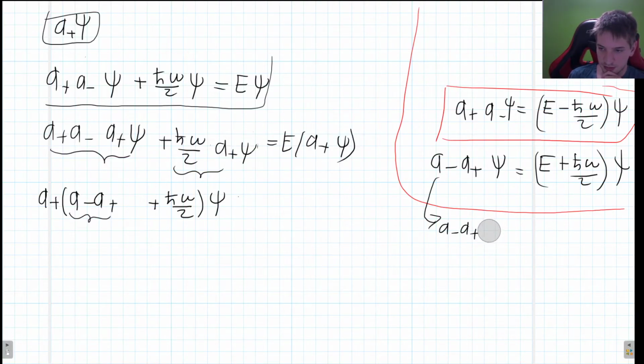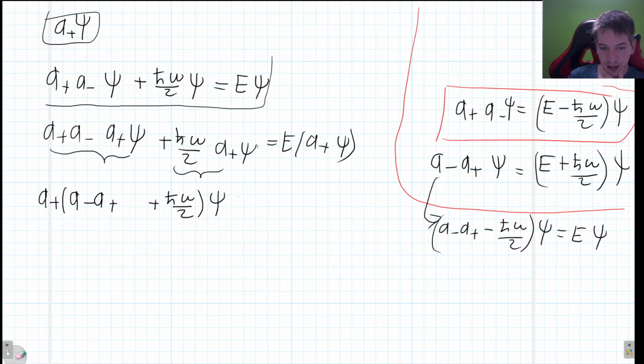Wait, I want to skip a step here. We are just going to subtract this h bar omega divided by 2. So we get minus h bar omega divided by 2, all of this acting on psi. This is going to be E psi, right? So we see that we have this A minus A plus, but we don't have minus h bar omega divided by 2. We have plus h bar omega divided by 2.